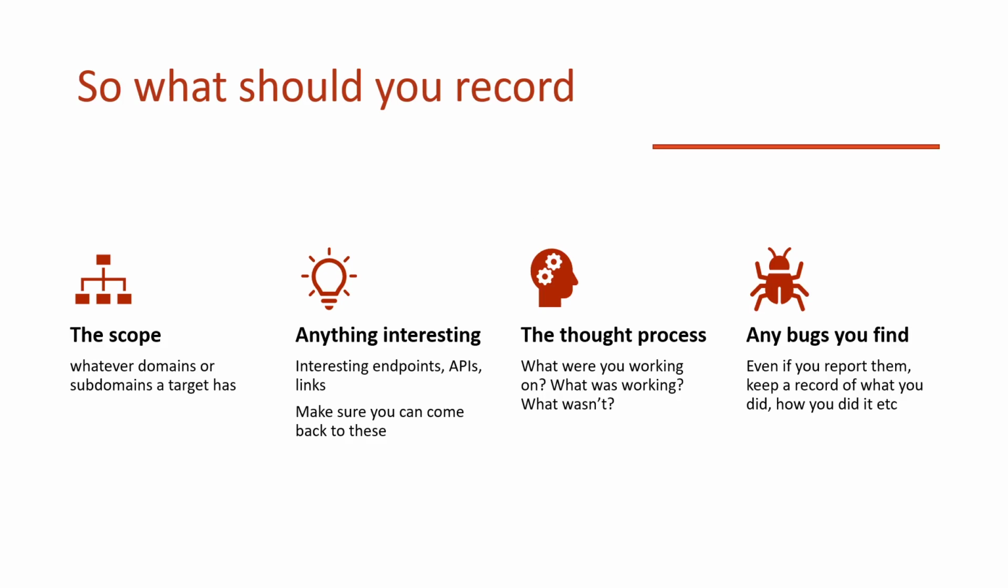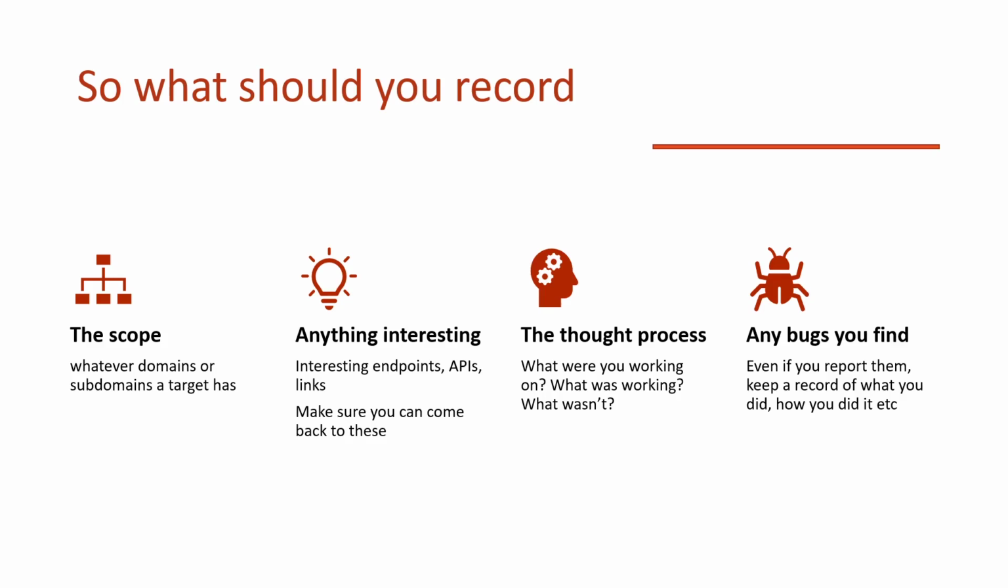Whatever domains or subdomains a target has, whatever you're hacking on should be your first priority. The next one is anything interesting. You've got to highlight those interesting endpoints, maybe interesting APIs, interesting links, so you can come back to them, because you don't want to think, oh, that's interesting, and then never come back to it because you've forgotten.